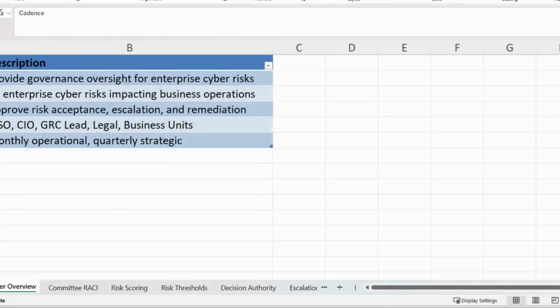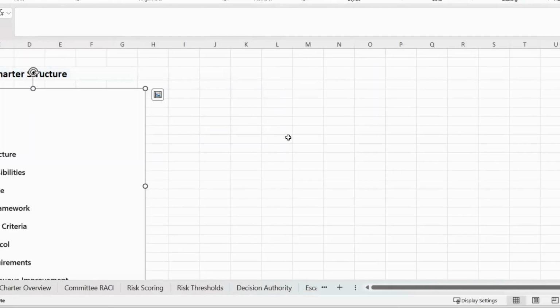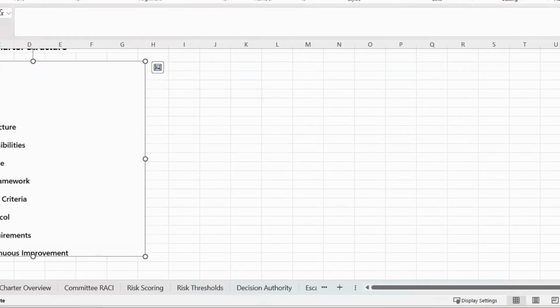So at a high level, the most important thing to bear in mind when it comes down to developing your charter is to ensure that there's a purpose. You understand what a charter is. The authority, your committee structure, your roles and responsibilities are outlined. The meeting, your risk decision framework. How do you escalate risk in the organization? How do you establish risk acceptance, the escalation protocol, reporting requirements, review and continuous improvement for that organization? That, in a nutshell, is what your risk charter is all about.